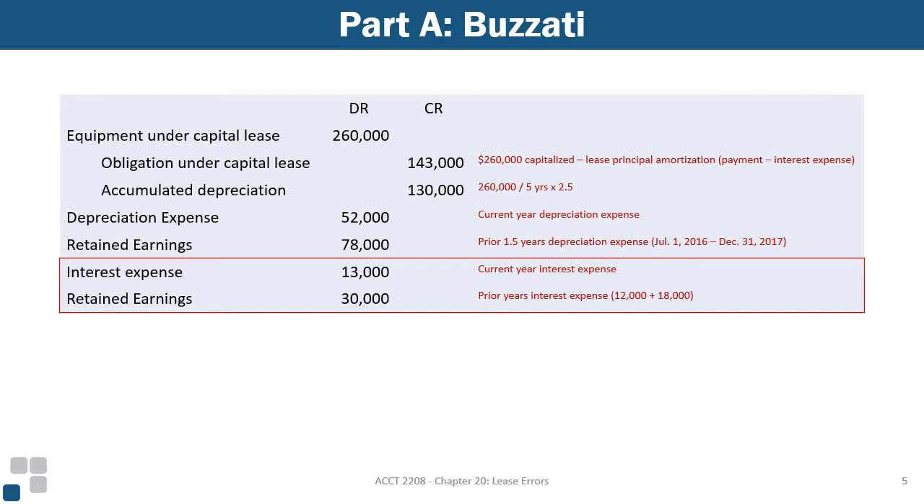Because the interest expense consists of prior periods and current periods, the current year interest is 13,000, right? Because this is the 2018 interest. And then the prior year's interest is 12,000 plus 18,000, right? So that's 2016 and 2017 for a total of 30,000. So we're going to debit interest expense for 13,000 current year, debit retained earnings for 30,000 relating to the prior year's interest.